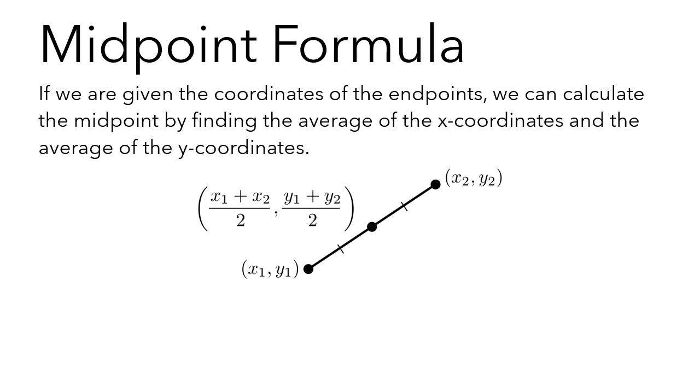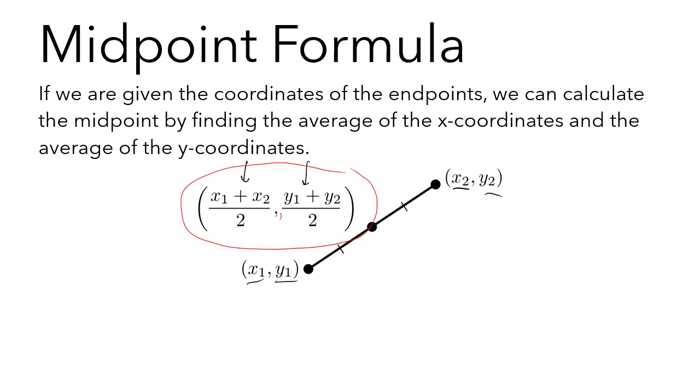If we're given the endpoints, we can calculate the midpoint by finding the average of the x's and the average of the y's. So remember, the average is when you add them and then divide by 2. So that's where we get this formula right here: x1 plus x2 divided by 2, and y1 plus y2 divided by 2. Now keep in mind, it's all within a parenthesis with a comma in between.